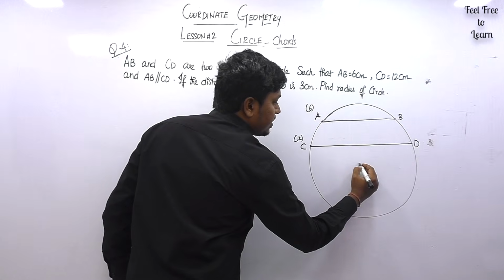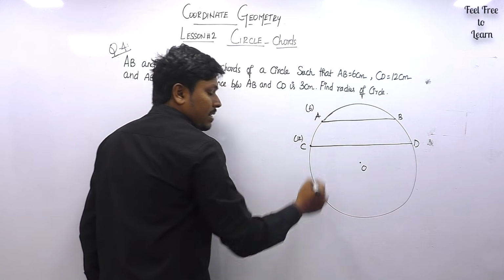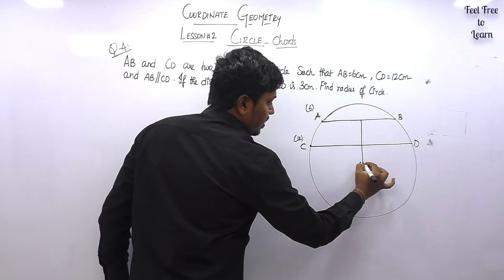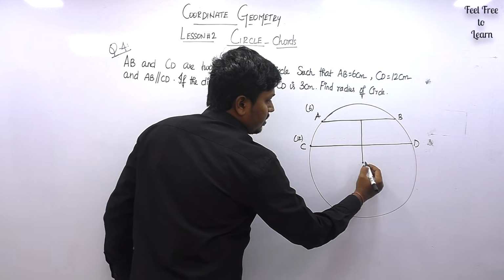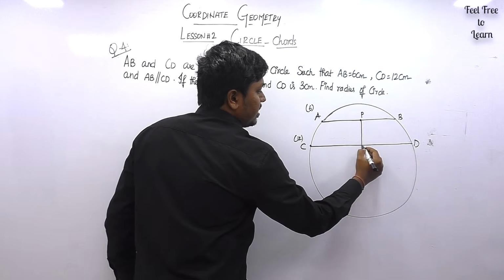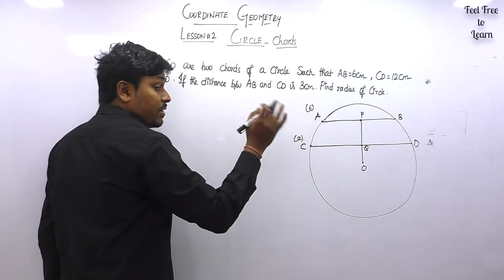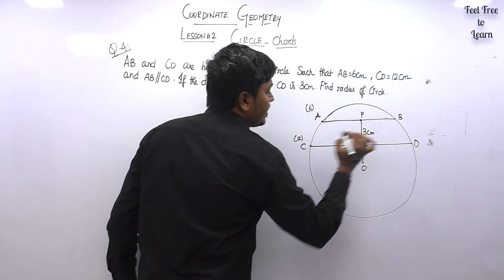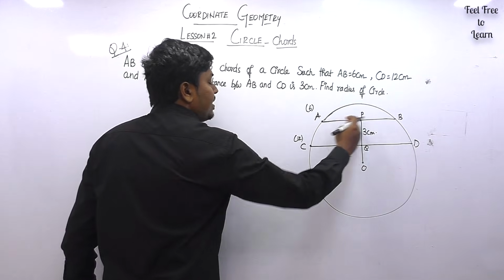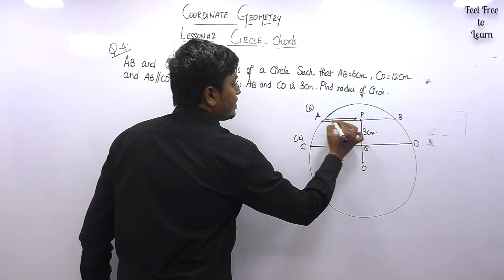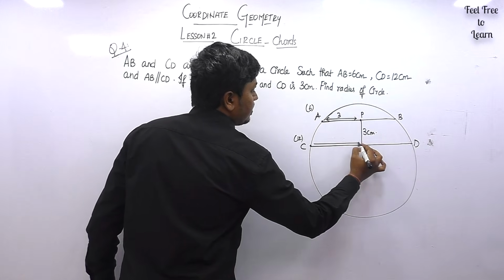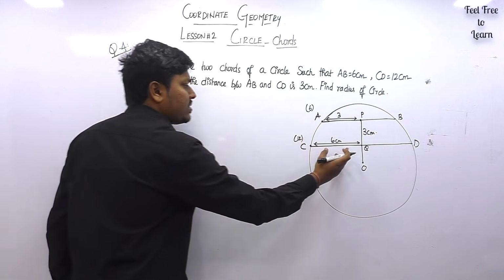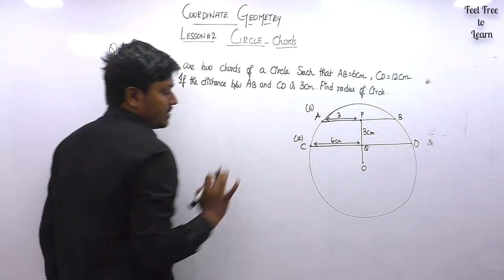Listen carefully. Let me fix the center point as O. Similarly, we can draw a perpendicular line that always bisects both the chords. So we can draw a perpendicular line here. Let me assume this as P and this as Q. In the question they have already given the distance between both the chords is 3 centimeter. So this value is given, that is 3 centimeter. And if it bisects the chord, we can surely say this distance will be 3 centimeter and this distance will be 6 centimeter, because the total length of the chord is 12 centimeter. So this will be 6 centimeter and this will be 3 centimeter.